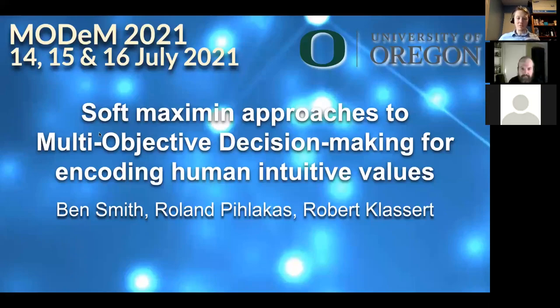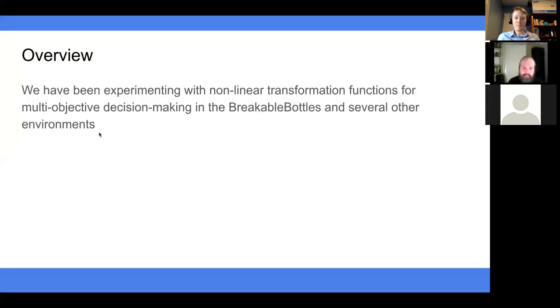All right, today we want to talk about soft maximin approaches to multi-objective decision-making for encoding human intuitive values. So we've been experimenting with nonlinear transformation functions for multi-objective decision-making in the breakable bottles environment and several others. We've been motivated by thinking about human values and how we can model them in a multi-objective way.